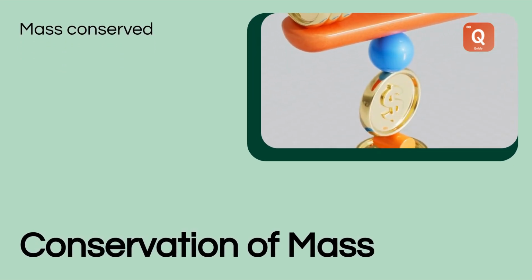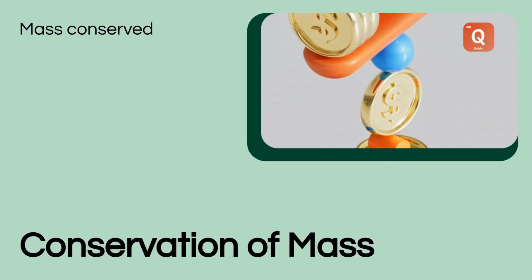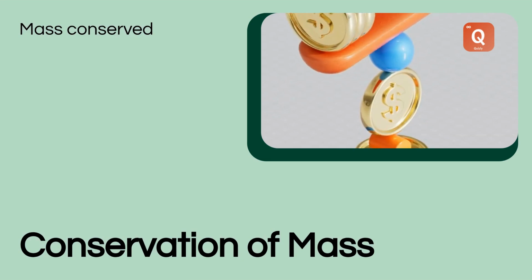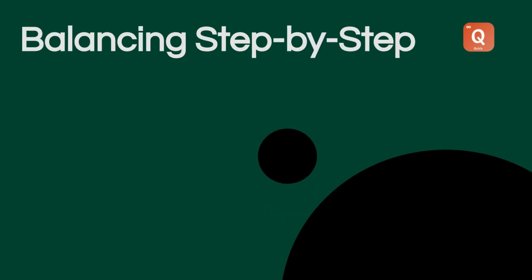This rule is the law of conservation of mass, which states, mass before reaction equals mass after reaction. Atoms are not created or destroyed in a chemical reaction. They are just rearranged. Let's apply this law and learn how to balance equations, step by step.